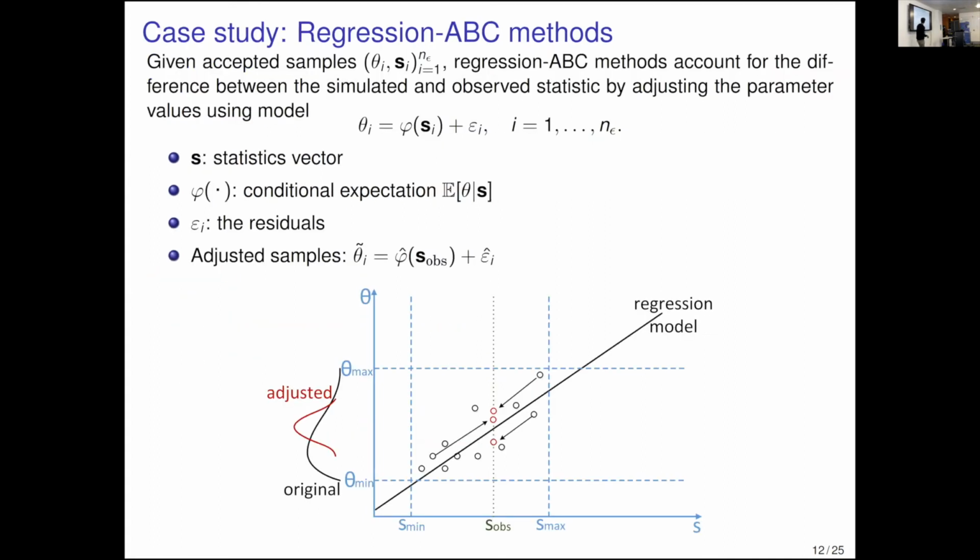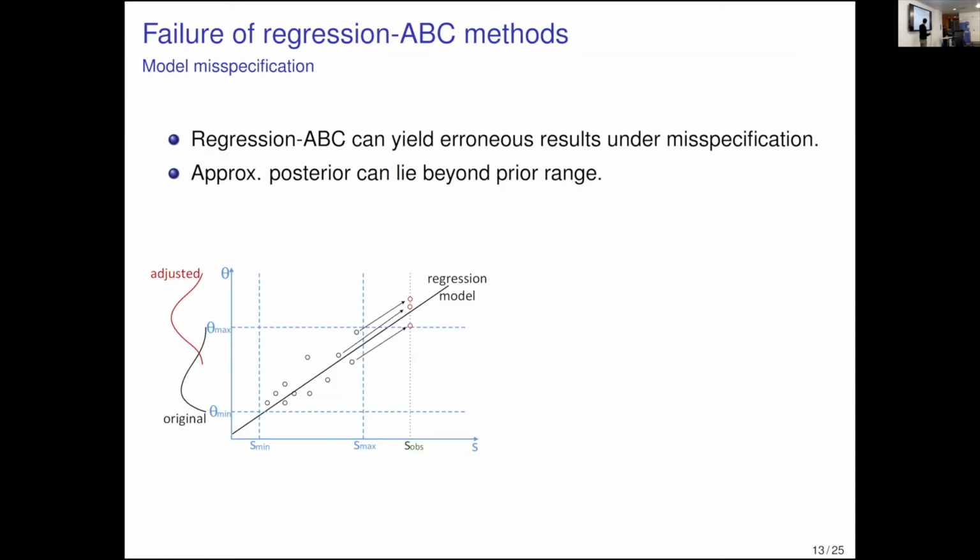So you kind of condition on your observed statistic, and then basically move each of these samples as if they came from S obs. We are trying to account for the fact that these samples are from the joint distribution of theta and S, but what we want is theta given S. So it's some sort of conditioning that we are doing based on this regression model. And exactly this conditioning is what causes problems if there is a model mismatch.